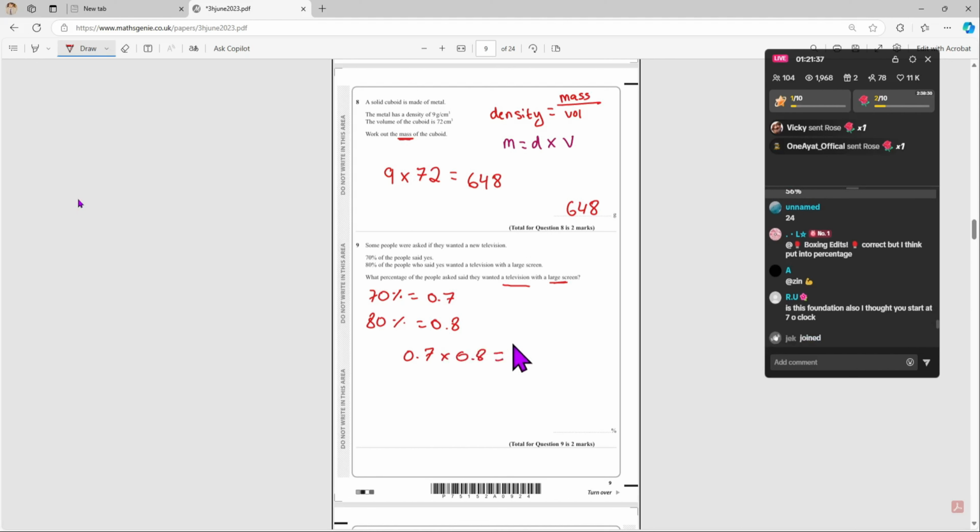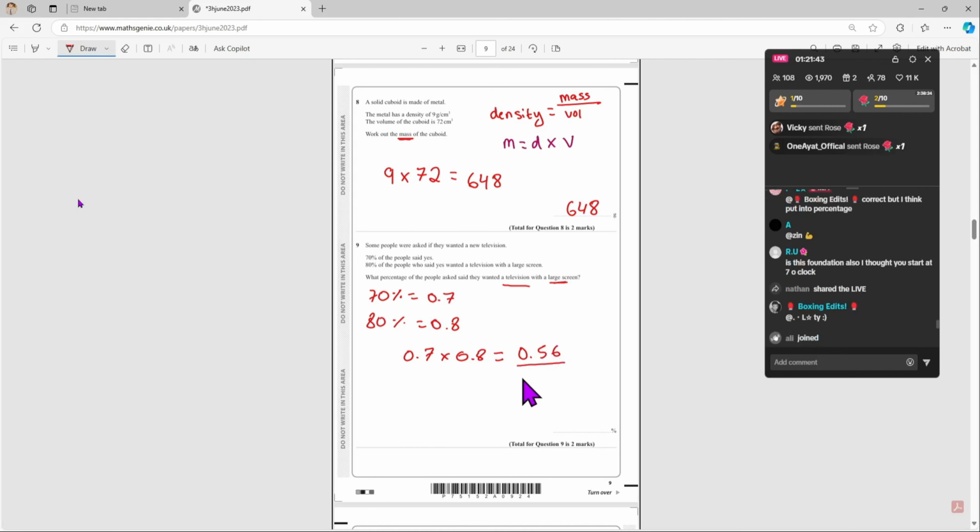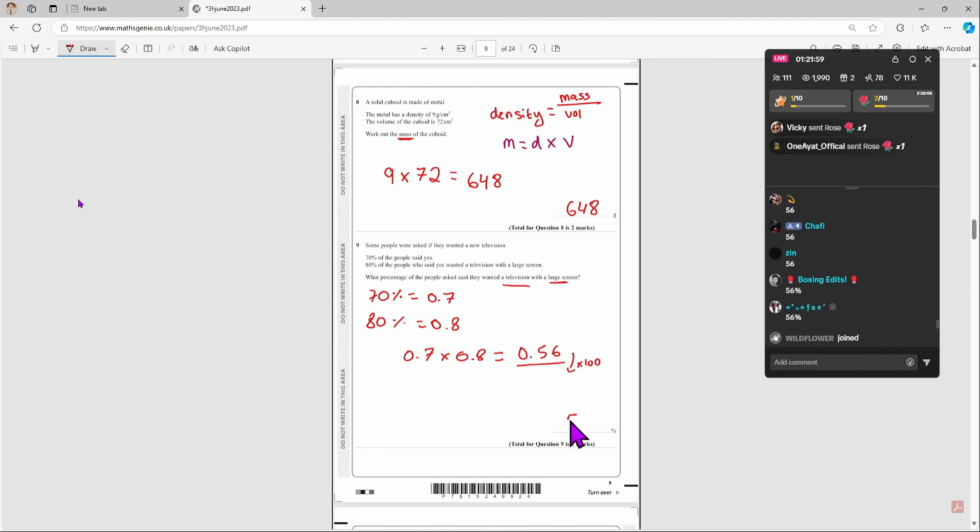Now in the chat, tell me, what is 0.56 as a percentage? Yes, guys, it's 56%. Well done. So you basically just multiply by 100. So you're going to get 56%. That was an easy 2-mark question. Very, very easy.